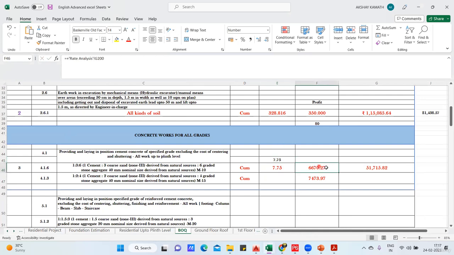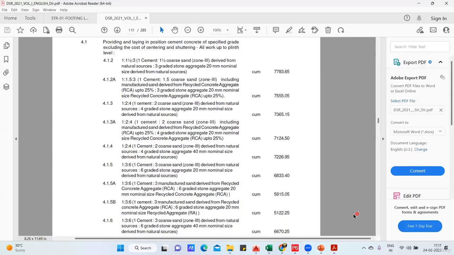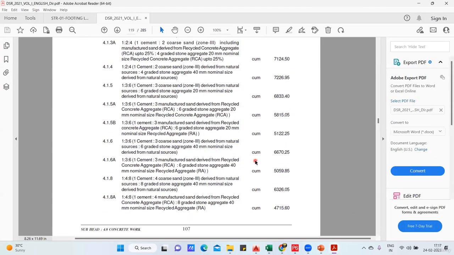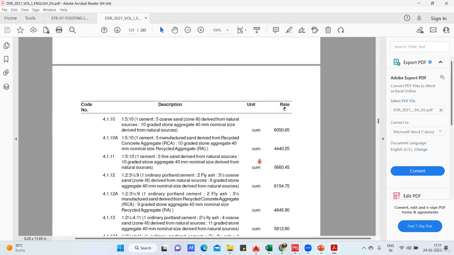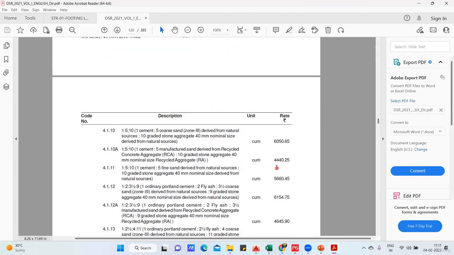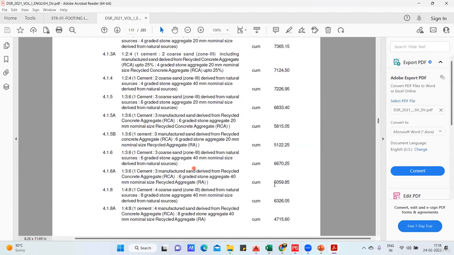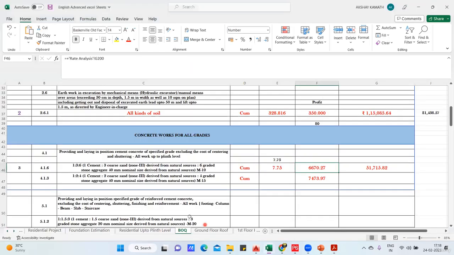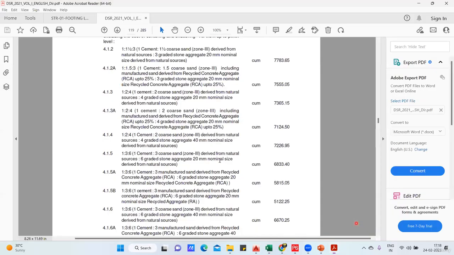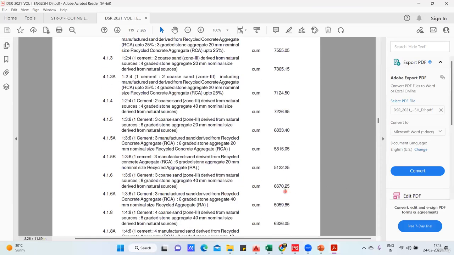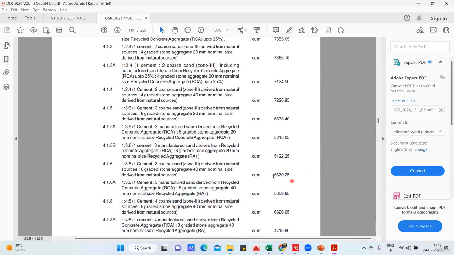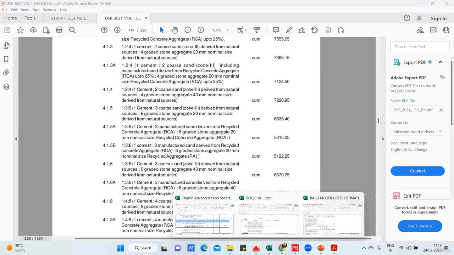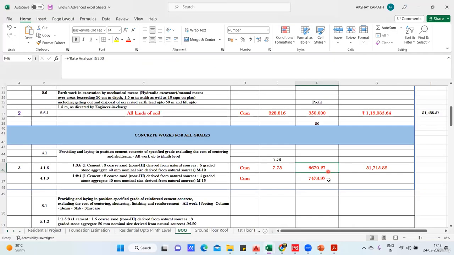Fine. Now this cost, I have taken directly from the DSR. It was 4.6, isn't it? See, finding this will be a bit tedious work. It's not easy for you to find. I think I have to go back again. It will take some time for you to remember the clauses. It's 4.1.6. The rate given by the contract is 6670. So I've input the same rate, 6670.